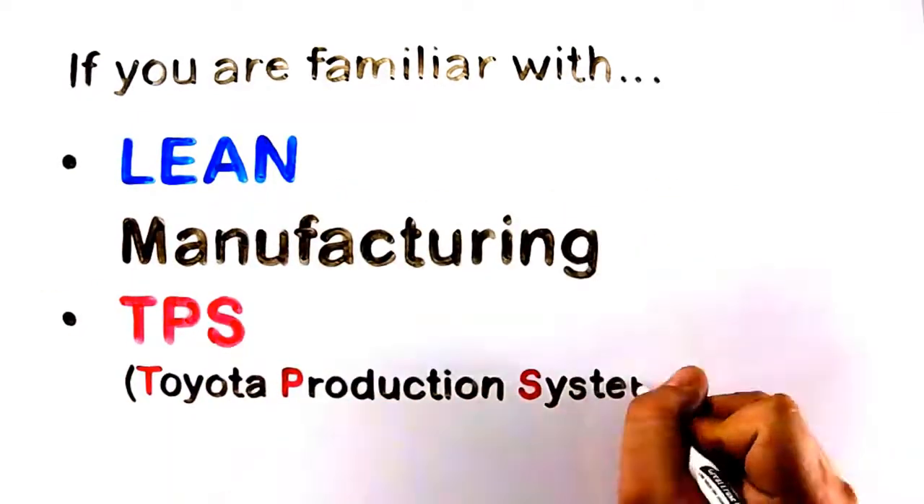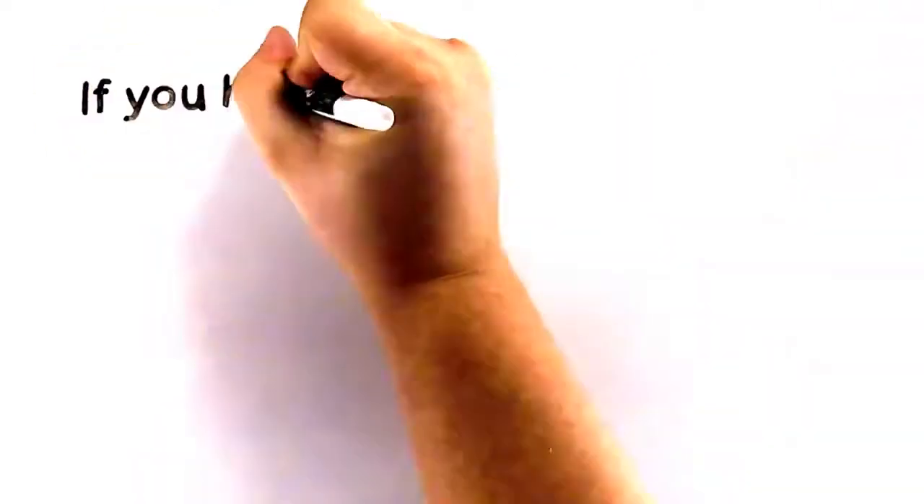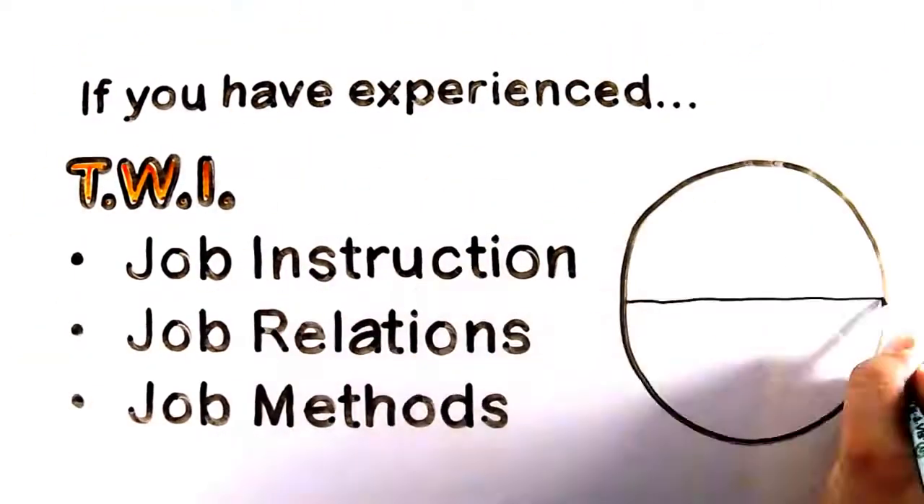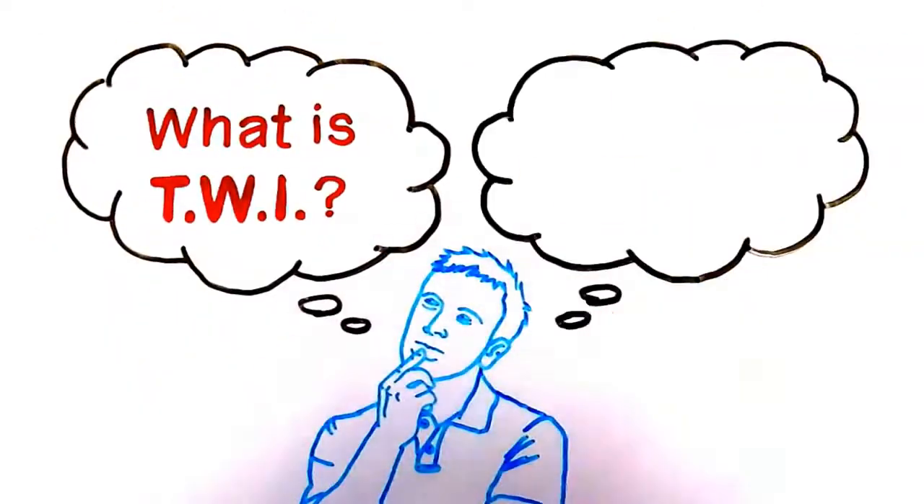If you are familiar with lean manufacturing and the Toyota Production System, then you may have come across terms like job instruction or Training Within Industry, also known as TWI. You may have even experienced TWI to some degree and want to learn more about it. Either way, you may be wondering, what is TWI? Where did it come from?